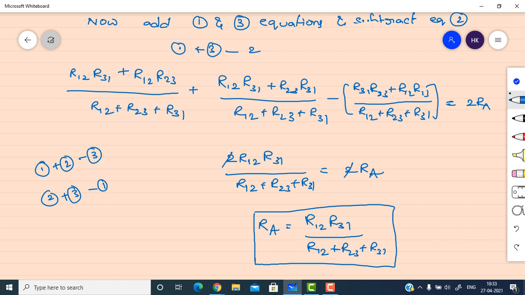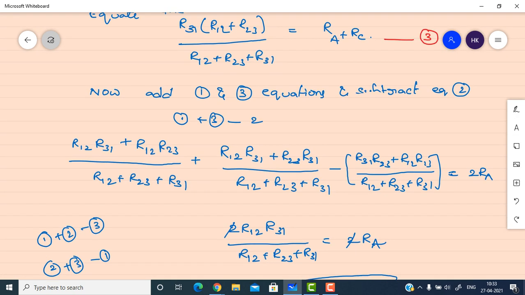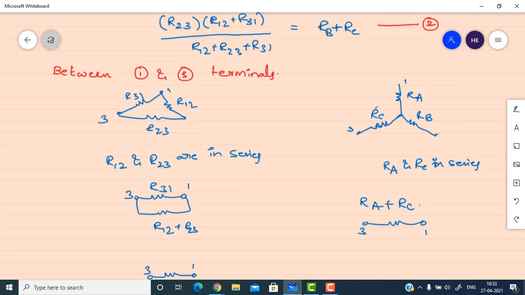See here, for RA we got R12 and R31 in the numerator. In the same way, for RB you will get R12 into R23 in the numerator. The denominator value will be the same. And for RC you will get R23 into R31 in the numerator. The denominator will be the same.